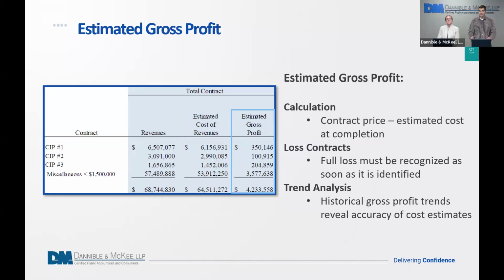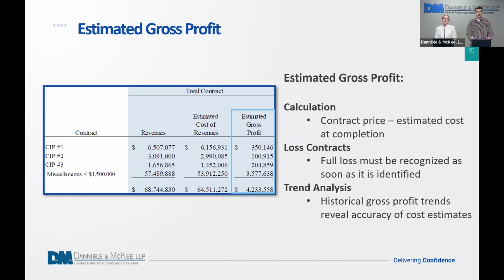And there's your estimated gross profit. It's obviously just the contract price minus your estimated costs of completion. Again, a full loss must be recognized as soon as it's identified. Whoever's reviewing your work in process schedule is really going to look at the gross profit to track historical trends and reveal the accuracy of your cost estimates.